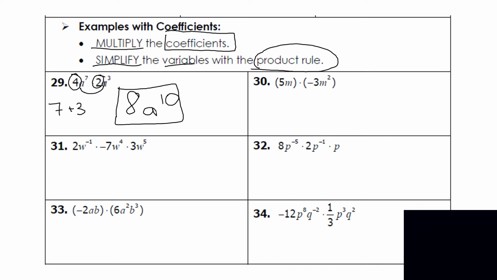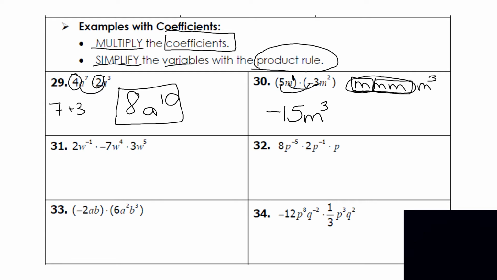All right, let's look at number 30. So again, multiply the coefficients. 5 times -3, -15. So even though there's no exponent here, technically that's m to the first power. So then m to the first times m to the second, adding my exponents would be m cubed. To look at this more visually, if I break down my m's, here's m to the first power, and then m squared. So how many total m's will I be multiplying? 3. So then that becomes m cubed.